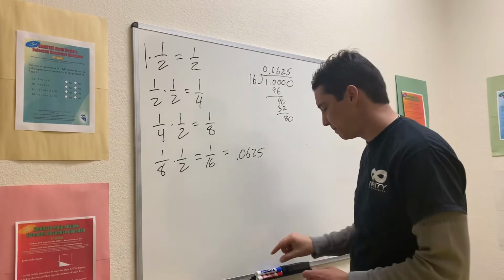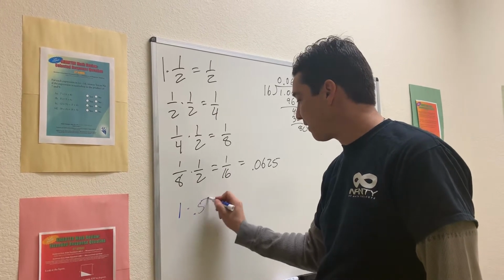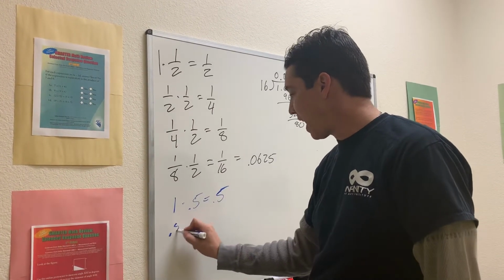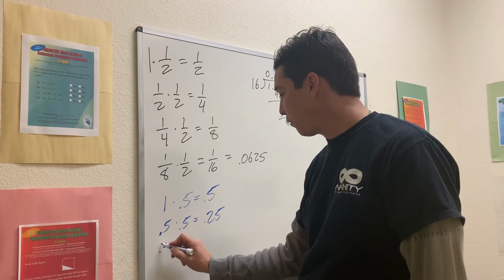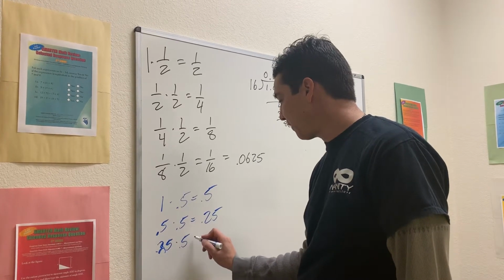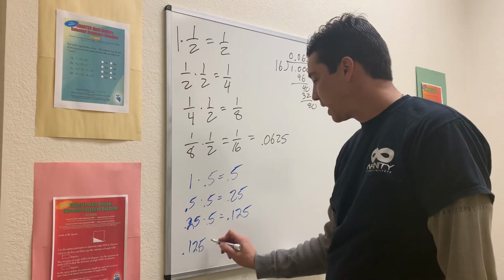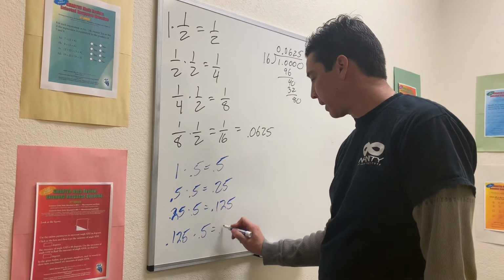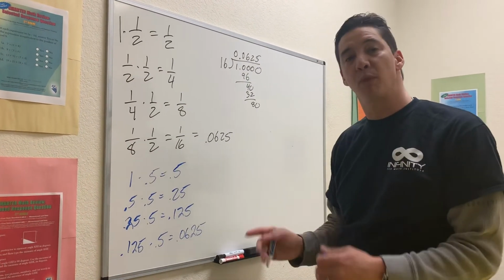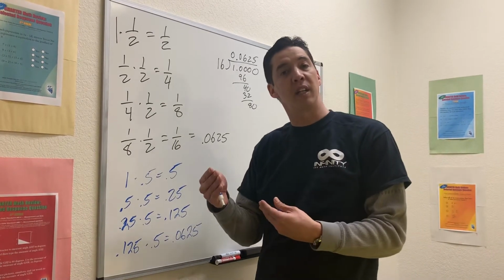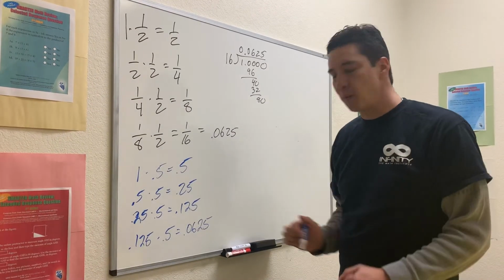Now, another thing we could have done is we could keep multiplying by 0.5. Let me get another color to accentuate the point. 1 times 0.5 is 0.5. 0.5 times 0.5 is 0.25. 0.25 times 0.5 is equal to 0.125, and 0.125 times 0.5 is equal to 0.0625. Of course, you got to utilize all your multiplication with decimal rules, such as the number of decimals in the two factors combined to be the total number of decimals in the product. Again, we get the same answer.